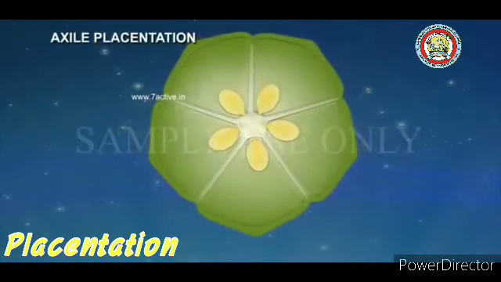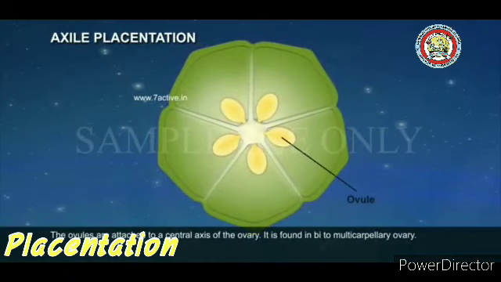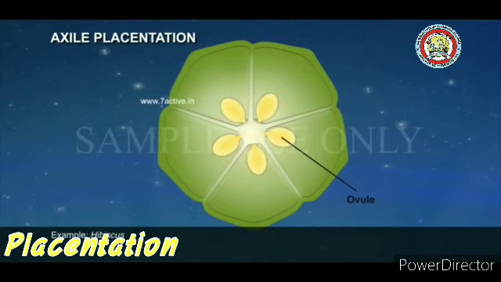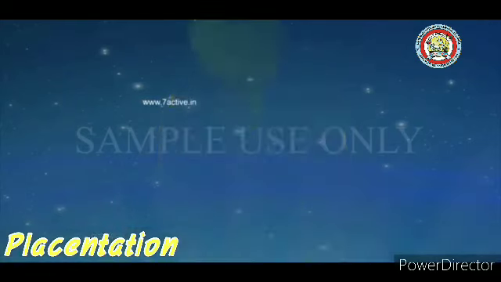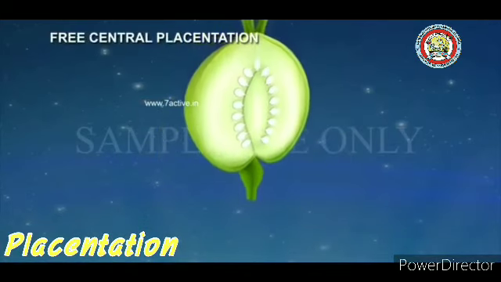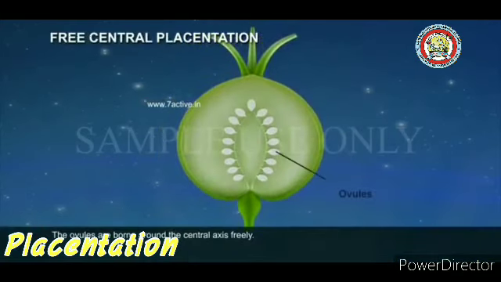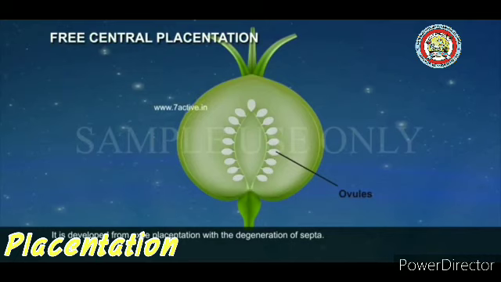Axial placentation. The ovules are attached to the central axis of the ovary. It is found in bicarpellary to multicarpellary ovary. Example, Hibiscus. Free central placentation. The ovules are borne around the central axis freely. It is developed from axile placentation with the degeneration of septa. The ovary is multilocular in the young stage and unilocular in the mature stage. Example, Dianthus.